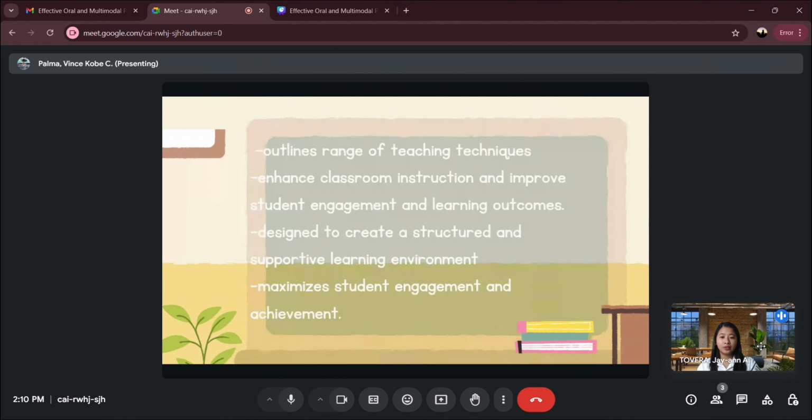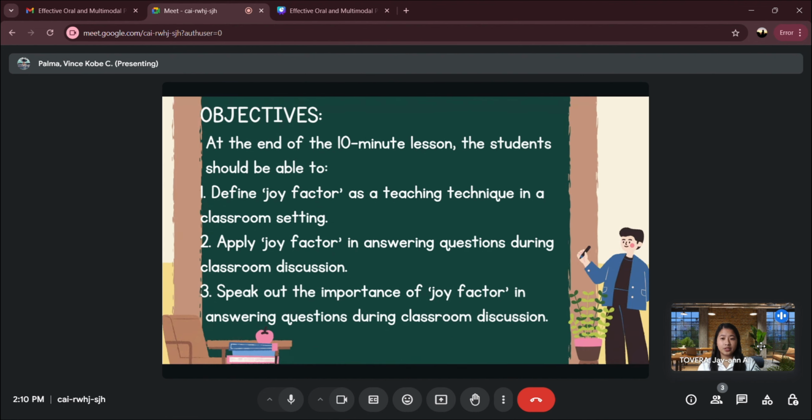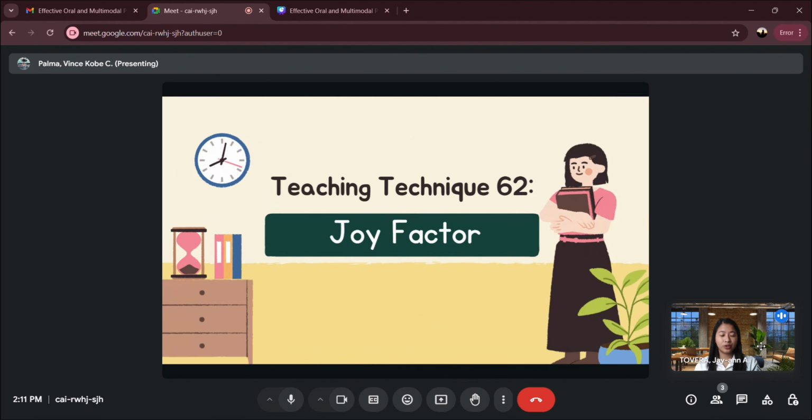Okay. Now, the outline of our topic for today are the joy factor as a teaching technique, its examples, functions, and importance. Our objectives: at the end of our 10-minute lesson, you as my students will be able to define joy factor as a teaching technique in a classroom setting, apply joy factor in answering questions during classroom discussion, and also speak out the importance of joy factor in answering during classroom discussion. So now let's tackle teaching technique 62, which is joy factor.